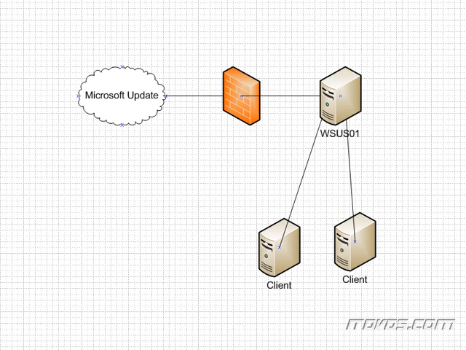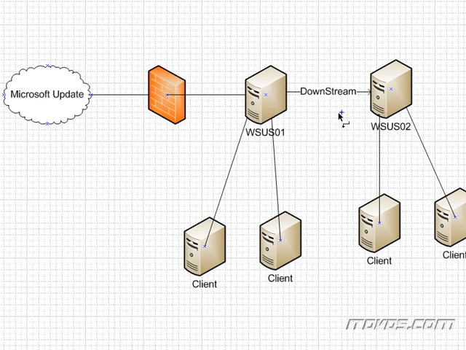The most simple architecture is going to be the standalone Windows Server Update Services with the standalone database on it. So basically we have Microsoft Update here, and inside our firewall is going to be our local area network. Here's our Windows Server Update Services server, and our clients simply connect to it. So this is very simple, just one server. It has everything on it.